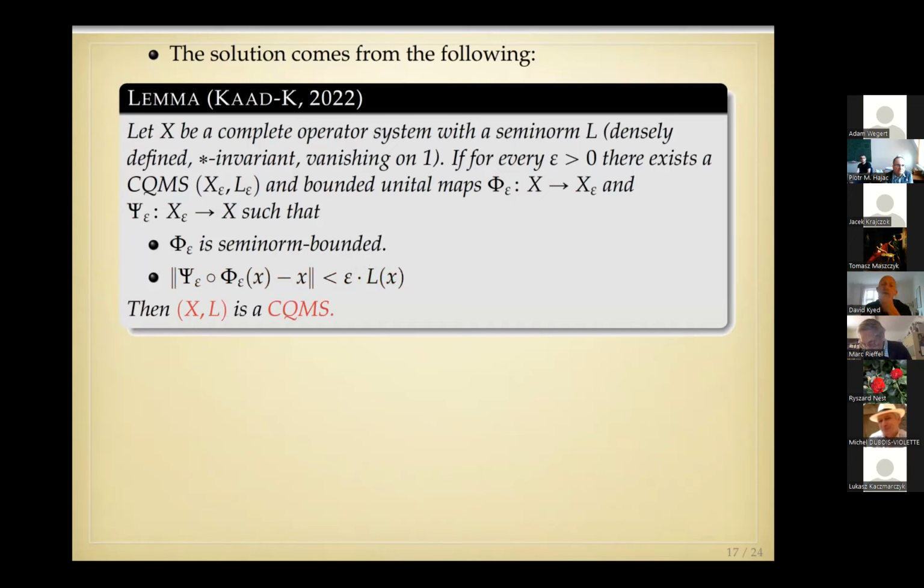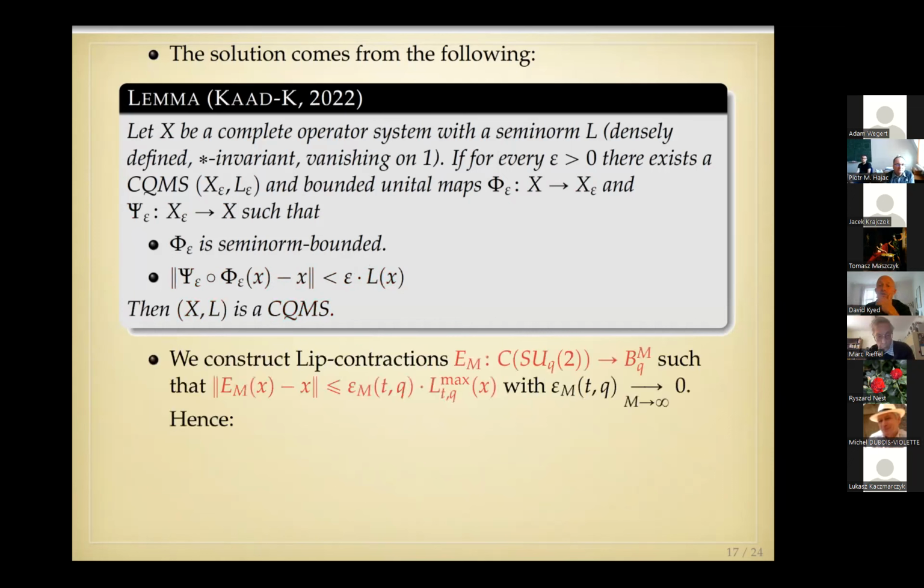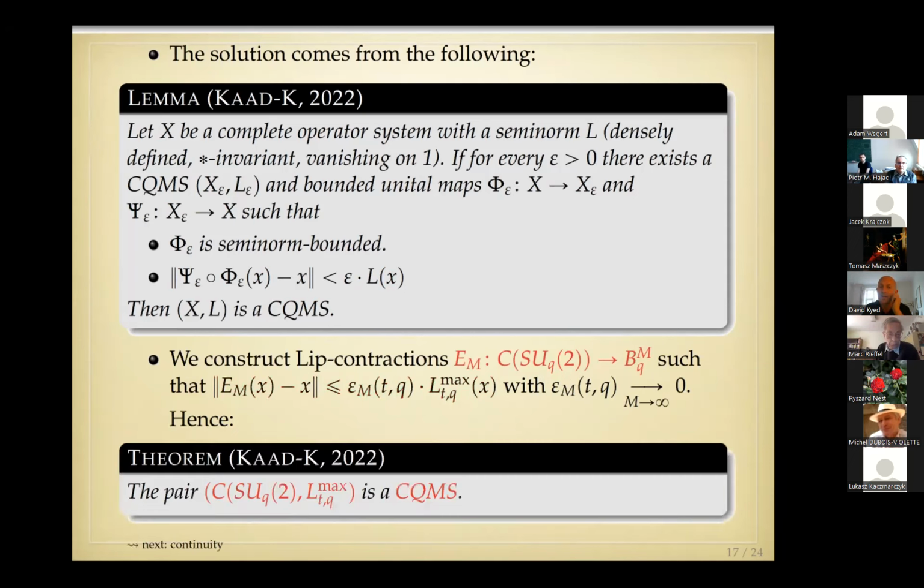And this is the lemma that we are going to apply here. So we simply construct a bunch of, they're actually going to be Lip-norm contractions or semi-norm contractions onto the spectral bands, and we can control them on the Lipschitz unit ball by means of a sequence which tends to 0 as m goes to infinity. And therefore, those in combination with the lemma up there give you that for every T and Q, you get a quantum metric structure on quantum SU2.